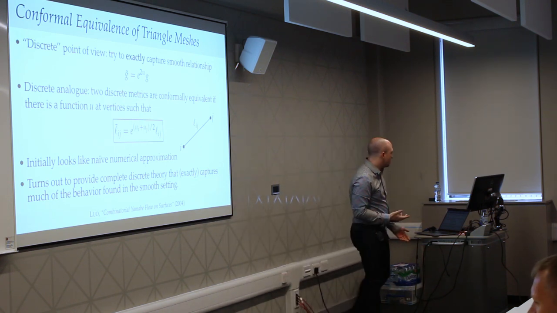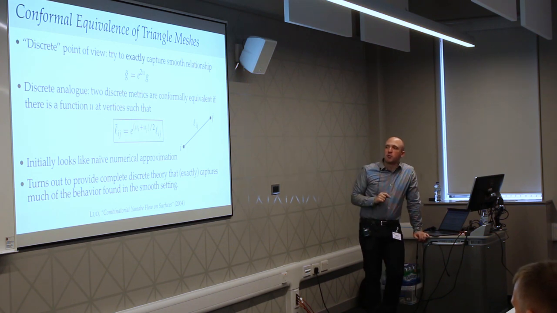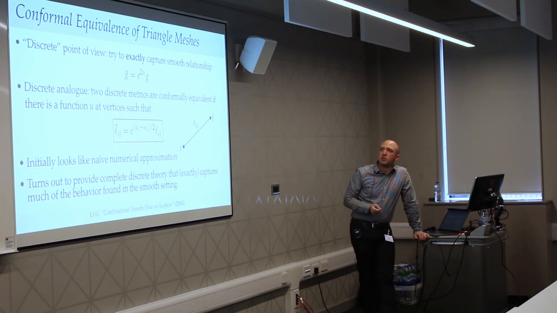Okay. I mean, it kind of sounds like we aped the formula above. Right? We just said, we take the average scale factor and scale the length by that amount. And since we just scaled and we didn't shear, that should be something like a conformal map. But initially, this looks naive. It looks like we just did a numerical approximation, like finite difference kind of thing. Well, it turns out, actually, this is a perfect definition. It's an absolutely beautiful definition of what it means for triangle meshes to be conformally equivalent, and ends up capturing a lot of the behavior that we observed in the smooth setting.